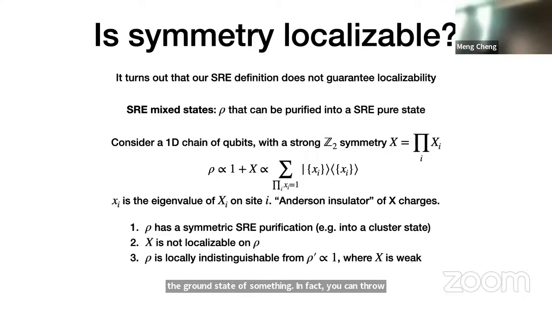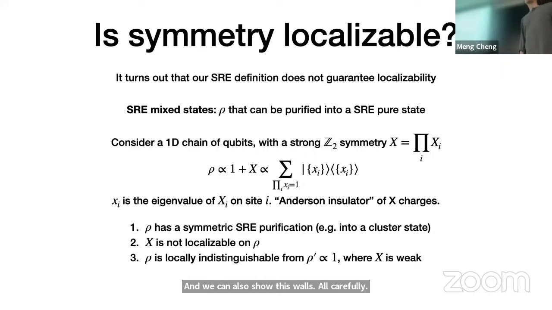But then you can show that X is not localizable on rho, because there are just too many fluctuations of charge. When the symmetry is localizable, it means that the charge fluctuation only comes from the boundary of the region, but here it just fluctuates independently inside the region, so you cannot localize the symmetry. And we can also show this more carefully.